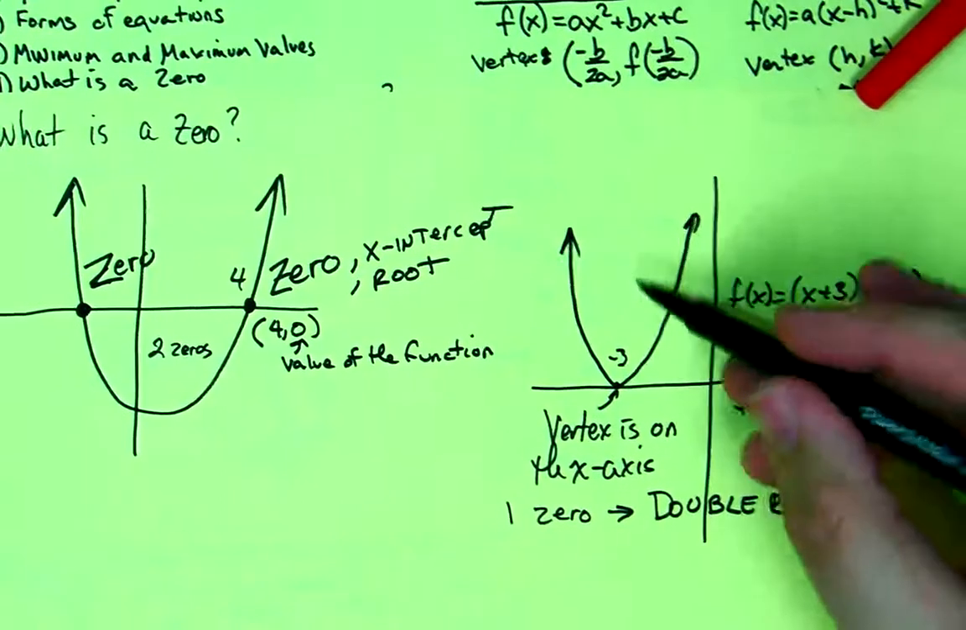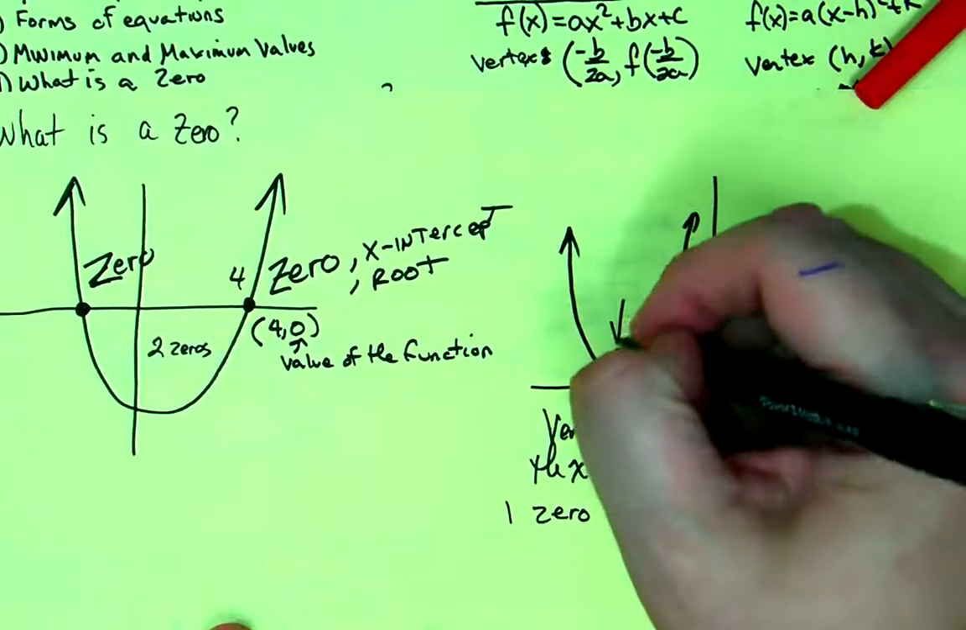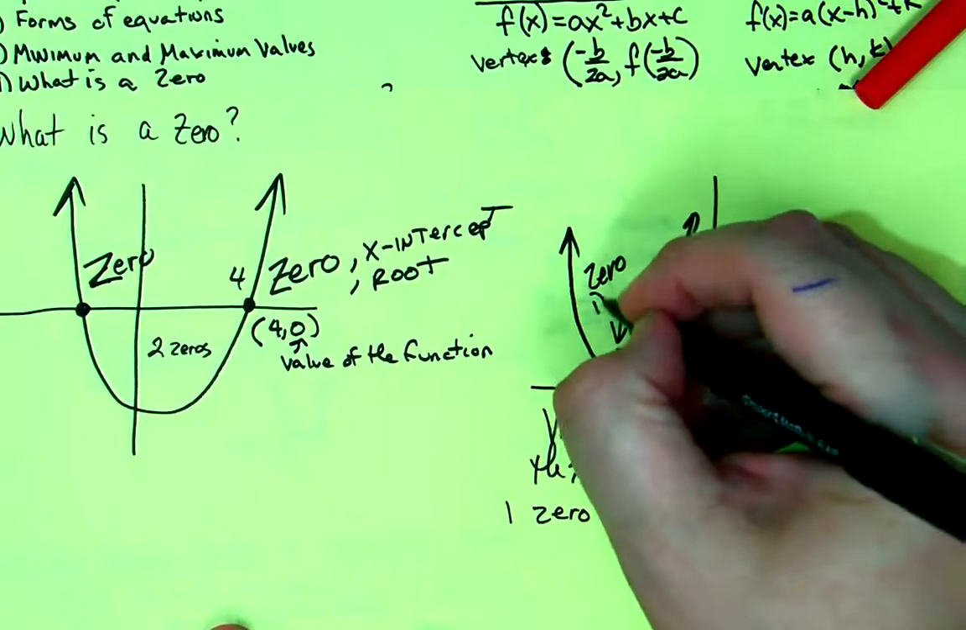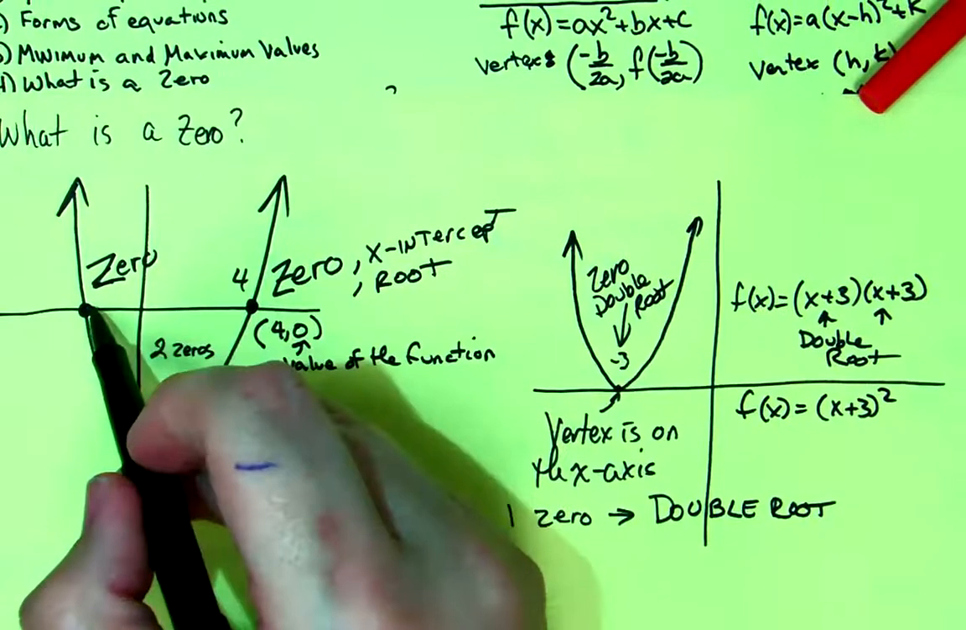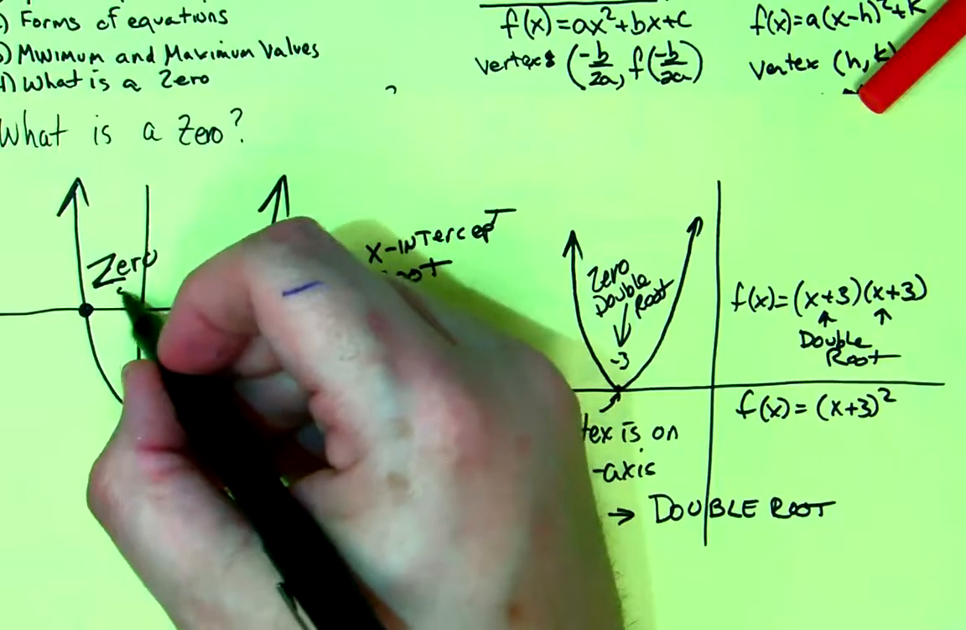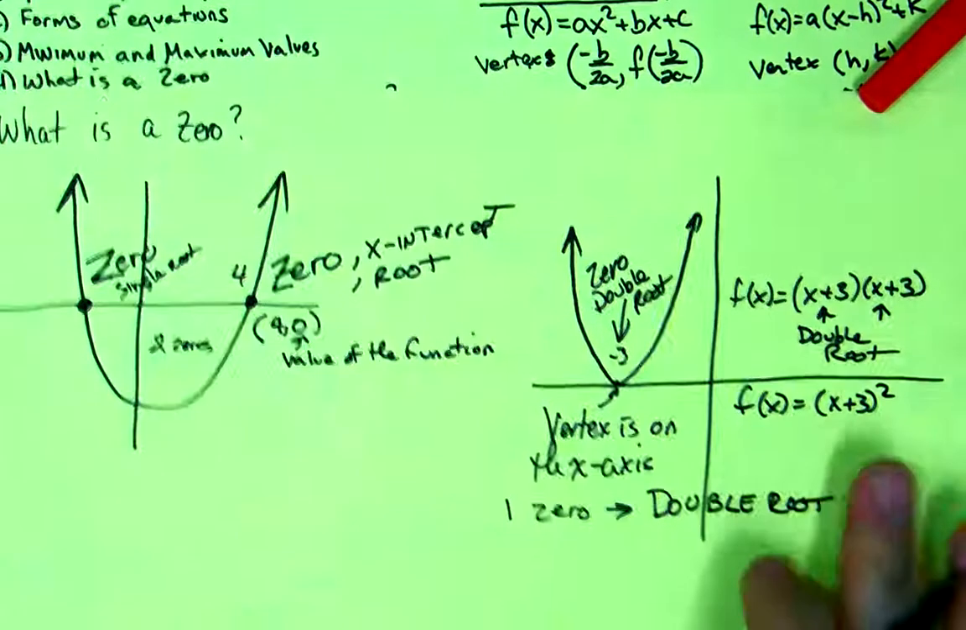So when we just end up touching the x-axis at one point, we get a root. There's your 0. It's a double root. Here, it's just a single root. The second root pops up over here.